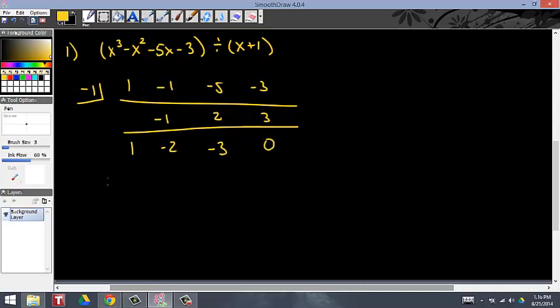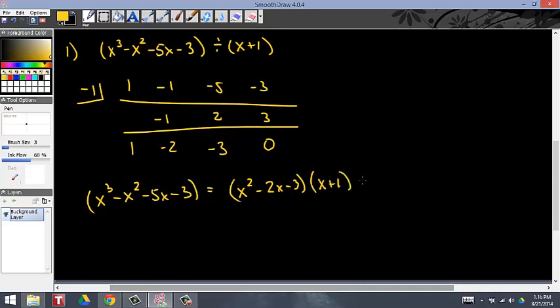So the answer should be f of x, which is x to the third minus x squared minus 5x minus 3, is equal to this thing, which is now x squared minus 2x minus 3, times the original factor, which was x plus 1, plus the remainder. So there's nothing, so that's it.